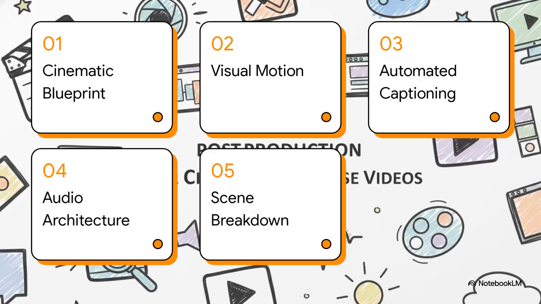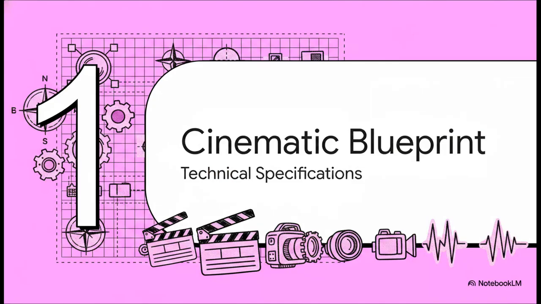We're going to deconstruct this whole process layer by layer. We'll start by locking in the cinematic blueprint, then move on to visual motion and compositing, automated captioning and sync, audio and sound architecture, and finally, we'll bring it all together with a full scene-by-scene breakdown. All right, kicking things off with this cinematic blueprint.